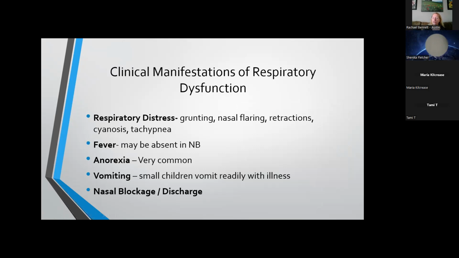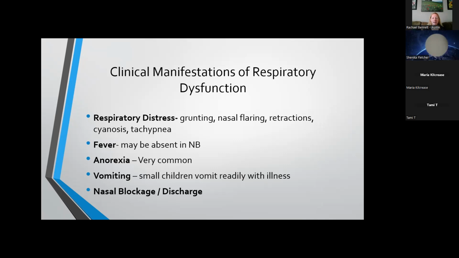Okay, so looking at some of our generalized clinical manifestations of respiratory dysfunction, first we have respiratory distress. The smaller the baby, the more dramatic this is going to appear because those airways are so small. Okay, so grunting is something that we hear on expiration. It's a way of trying to open up those higher airways up here. Nasal flaring we see right here, same thing. We're trying to take in more oxygen.